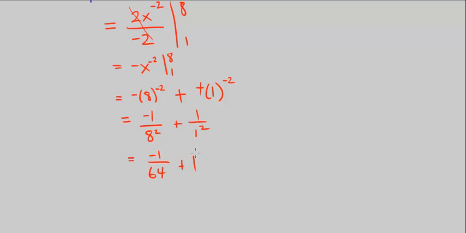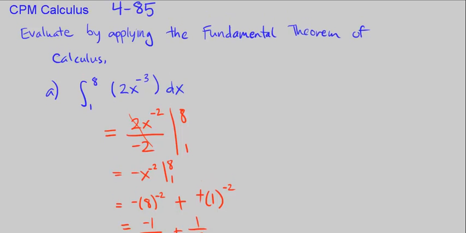We could change 1 to be represented as 64 over 64. That's also 1. And combine the numerators, we get 63 over 64. And because we have an integral, we know it represents area, so that means units squared. Box your answer, and you're done with part A. Let's go on to part B.